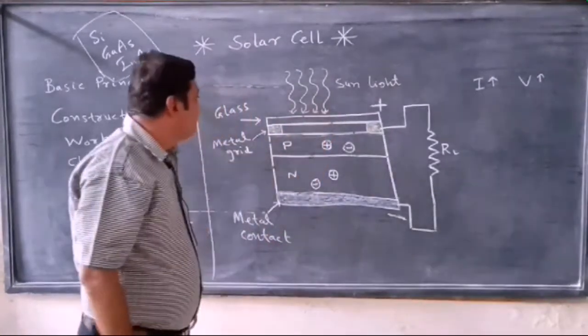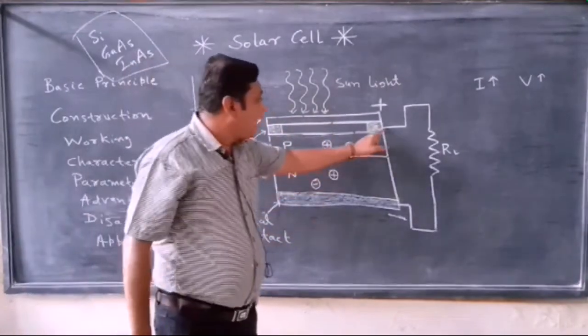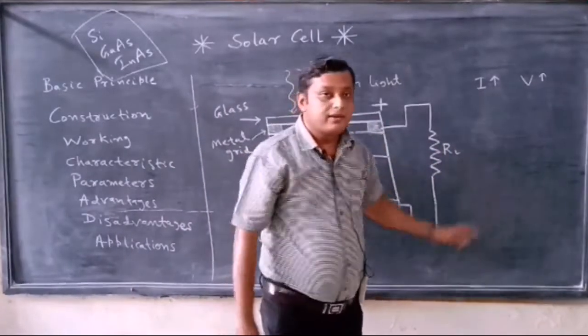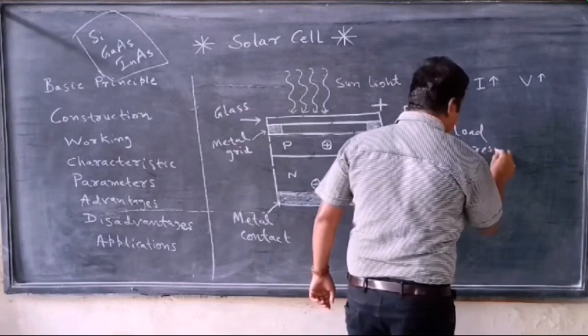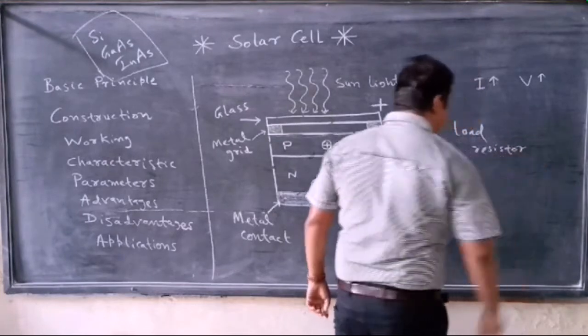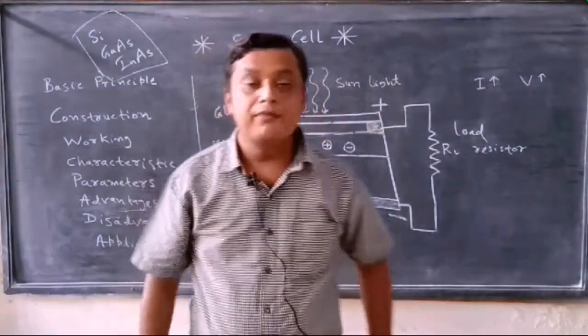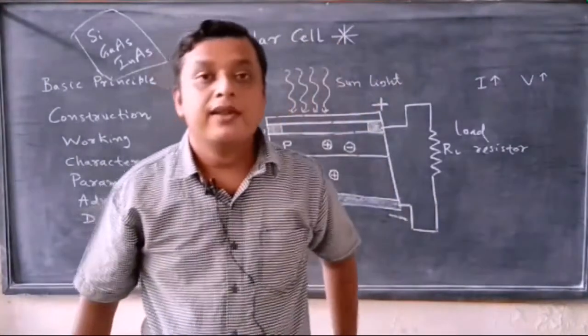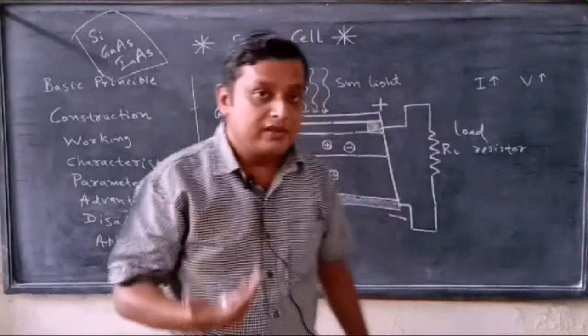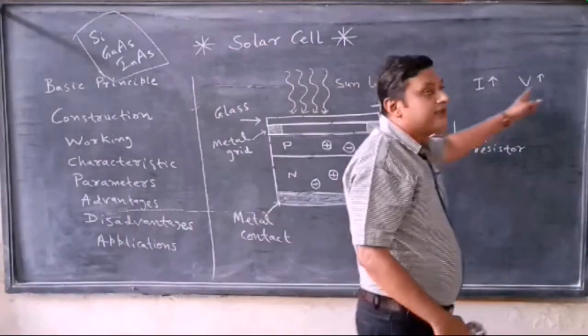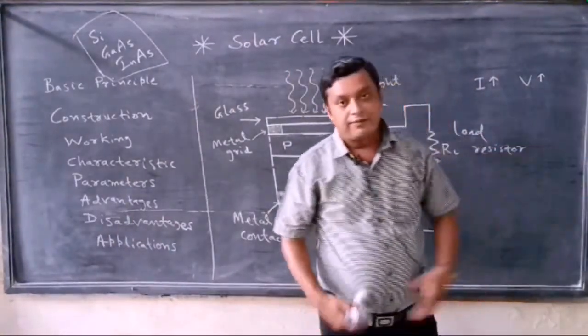Further, this is a load resistance. So I have this load resistor RL, because we know that if I am not connecting the load resistor, then without the resistance I am not able to achieve any type of potential difference or voltage.